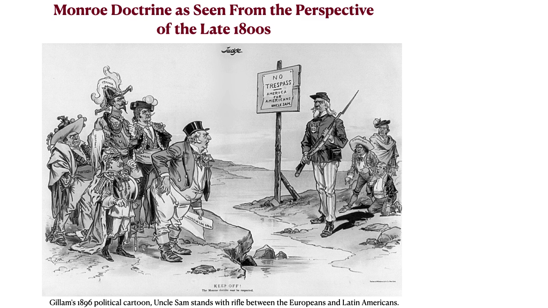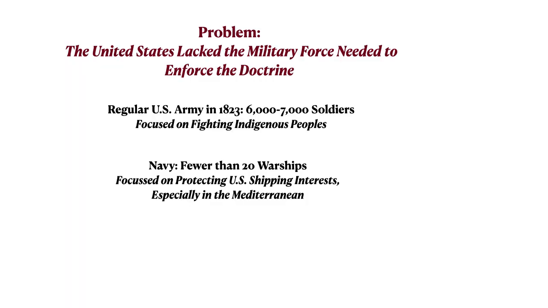Rather insulting cartoon in many ways. But when the Monroe Doctrine was forged by John Quincy Adams, the United States lacked any kind of military force necessary to make it real, to enforce it. The U.S. regular army was 6,000 to 7,000 soldiers, focused on fighting indigenous peoples, not European powers. The Navy had fewer than 20 warships, focused on protecting U.S. shipping interests, especially in the Mediterranean, where there was a lot of piracy.